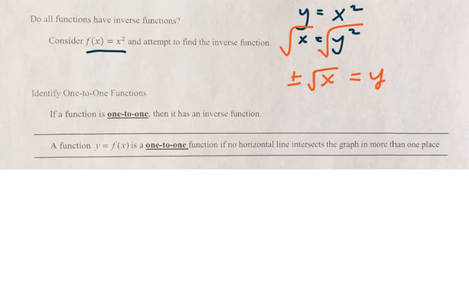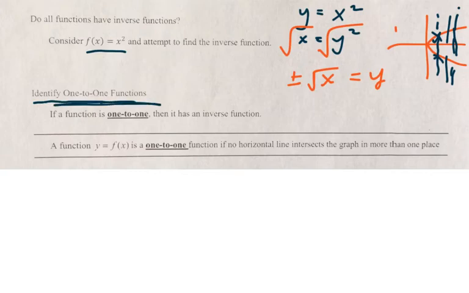And if we were to graph that, we would not end up with a function. It would look something like this, and it would fail our vertical line test. It hits at 2 points, and so therefore it's not a function. So one thing that we want to be able to do is identify one-to-one functions. If a function is one-to-one, then it has an inverse function.